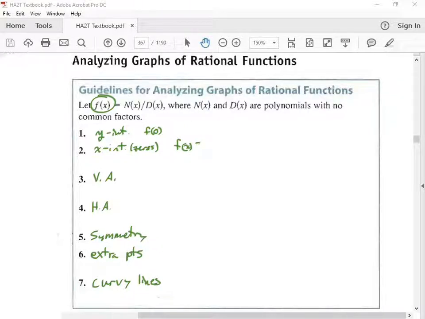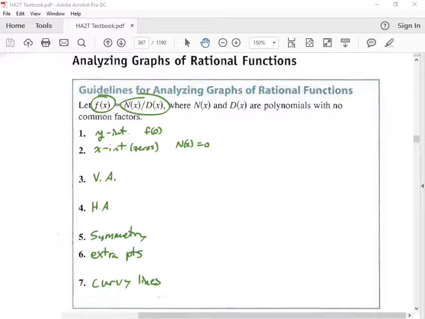So in this case, if this was my function right here, I would be setting n(x) over d(x) equal to 0. But really, the denominator doesn't matter in this scenario because you can multiply both sides by the denominator. So in actuality, you're just taking the numerator and setting that equal to 0. That's how you're going to find your zeros or your x-intercepts for your rational function.